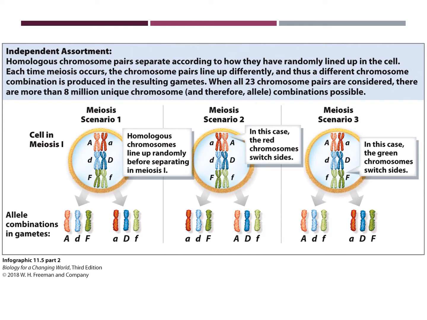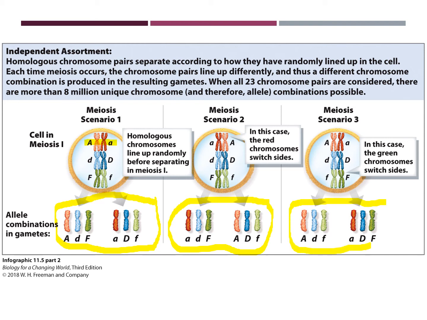And so this illustrates by color, and they've used the same letter, a capital and a lowercase, to indicate a particular gene on that chromosome. And then you have 2 different gametes based on one lineup, but if they line up another way, you get 2 more different gametes, and then a third way they could line up gets yet another set of 2. And with 23 pairs, there's a huge number of ways they could line up. This says about 8 million.